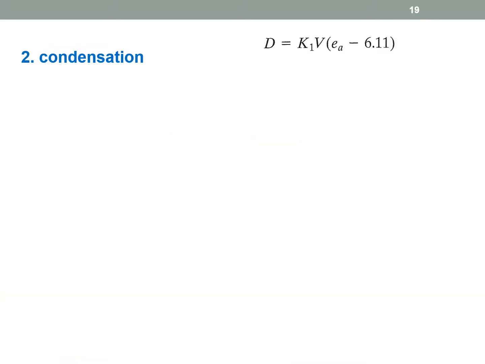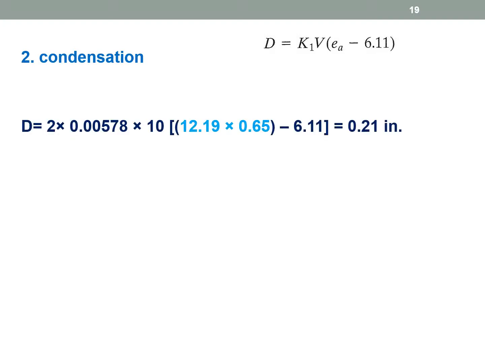Number 2 is condensation. D equals K1 times V times (EA minus 6.11). D will be 2 times 0.00578 times velocity, which is 10, times EA, which equals 12.19. There is a table at the end of your book. You need to go over there, Table 8.2, for 50 degrees Fahrenheit. You will find 12.19 for EA minus 6.11.